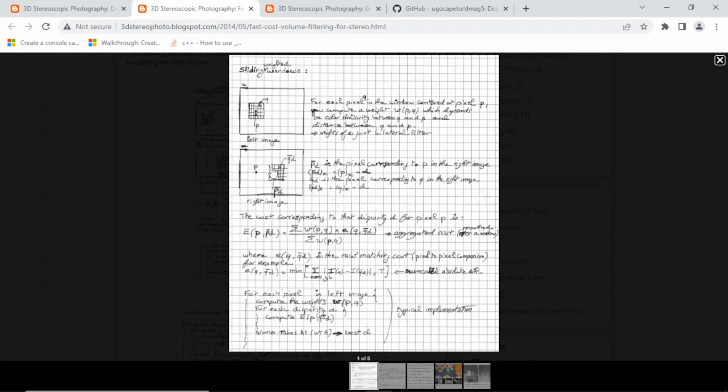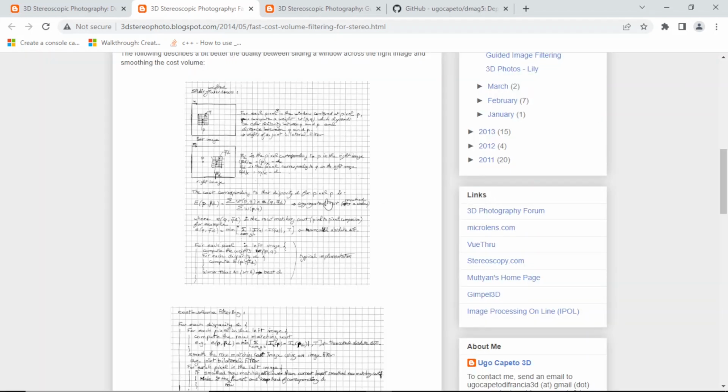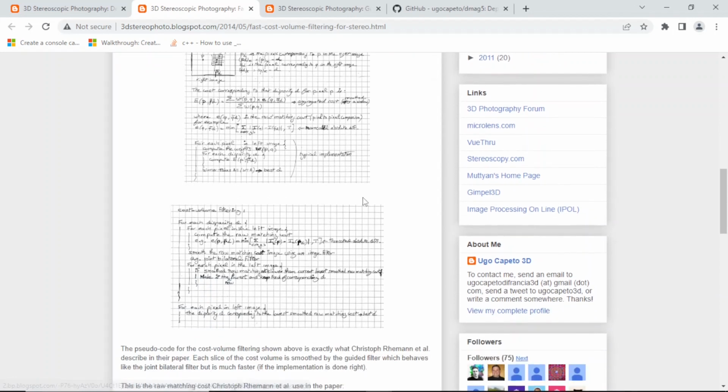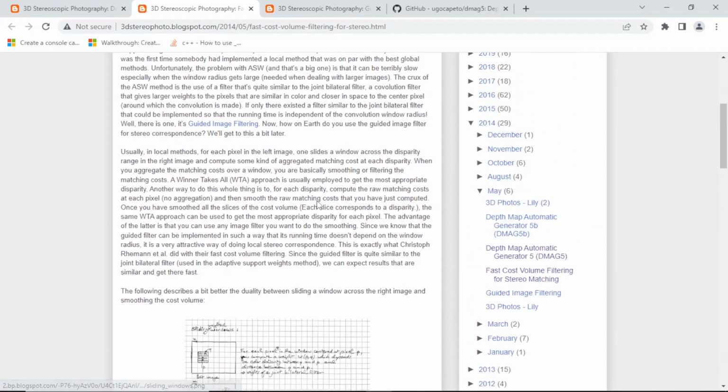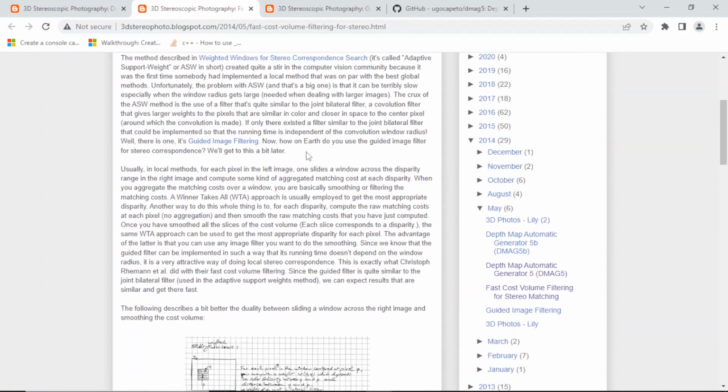Here in DMAG5 it is different because you are computing that cost volume, and for each disparity you are computing one slice, and then you smooth that slice. So it's a bit different in terms of how it's done, but it's basically the same thing. If you're interested in this, I suggest you read this post because it's relatively well explained.